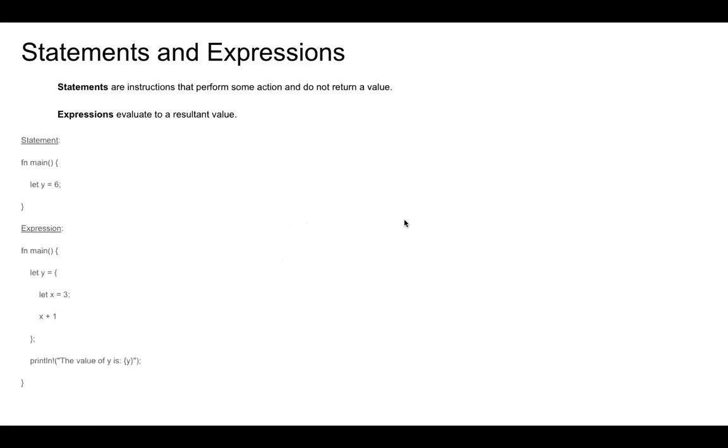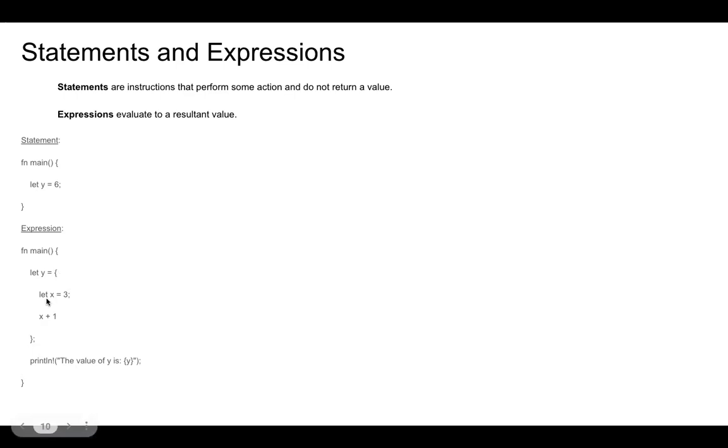Two important things in Rust: statements and expressions. Statements are some action which is taken, but with no return value out of it. Expressions take some action and also return a value. Say for example here, let y equal to 6, it's just a statement. It does not return anything.